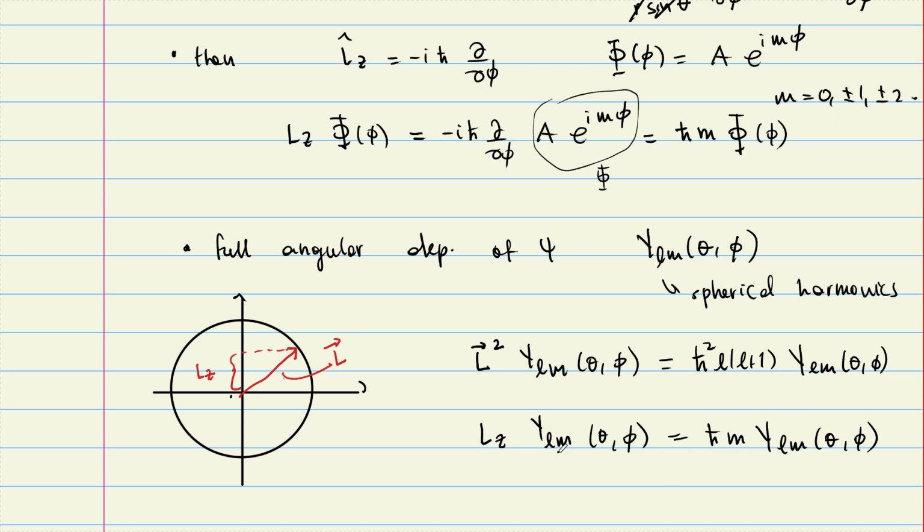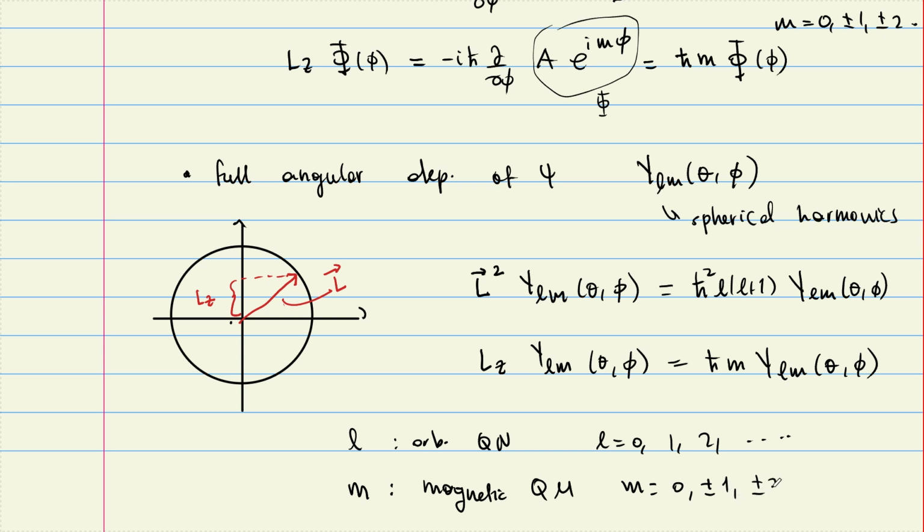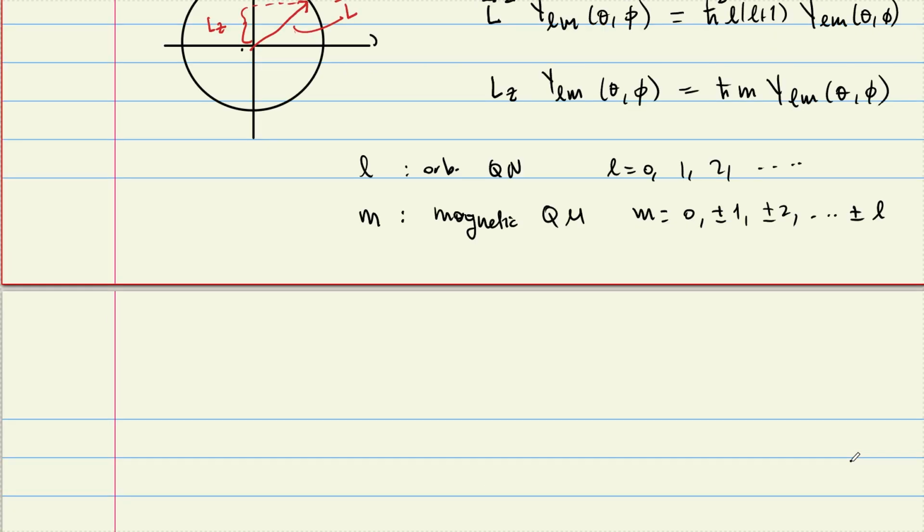So from here we call L the orbital quantum number or angular momentum, and its value L can be 0, 1, 2, and so on. And M we call the magnetic quantum number because we related it to magnetic moments. Its value is M is 0, plus or minus 1, plus or minus 2, all the way up to plus or minus L. Any questions?